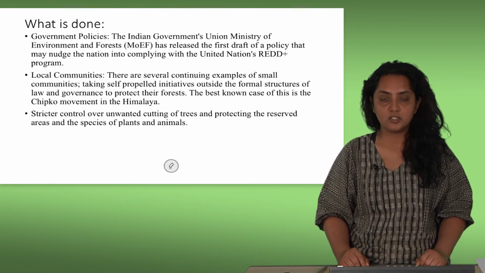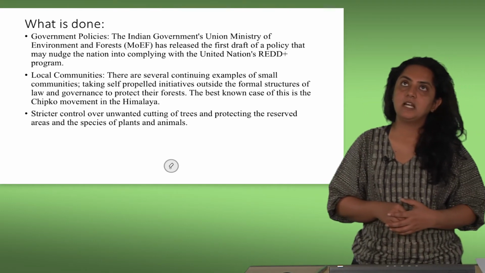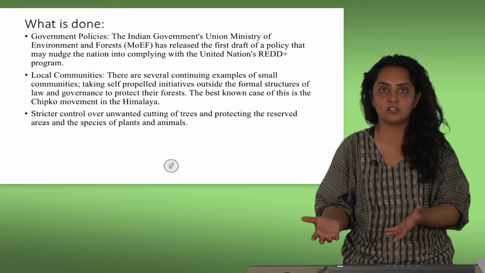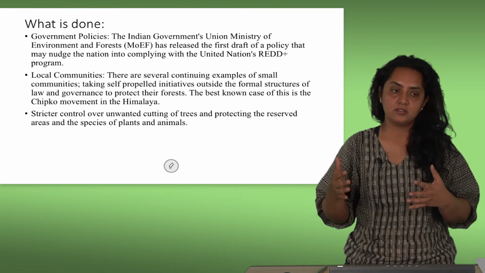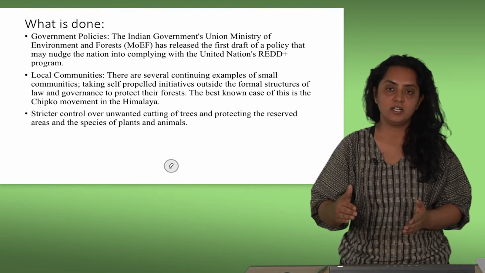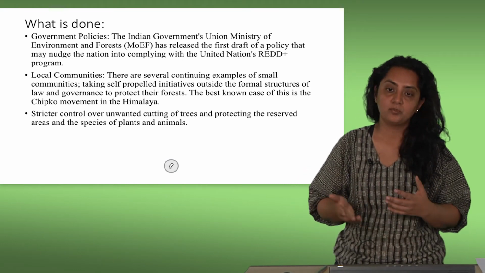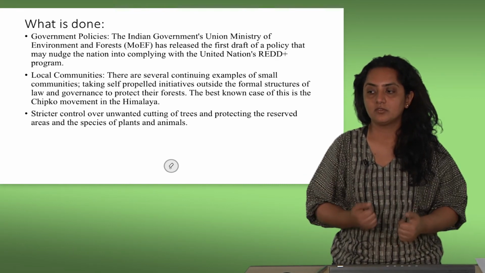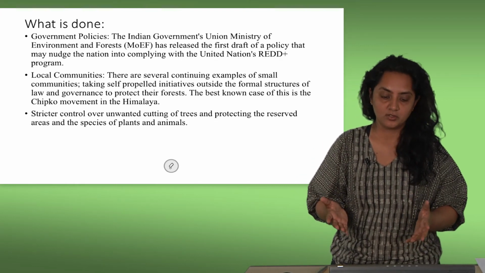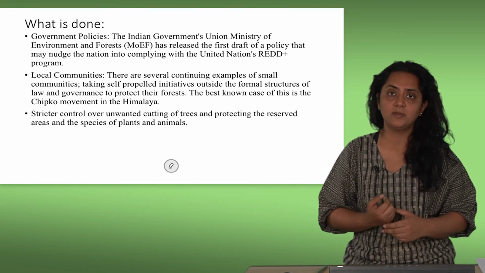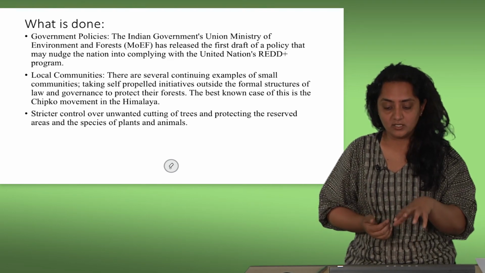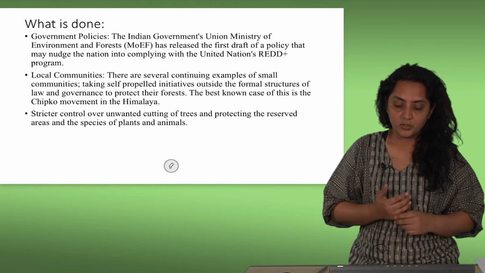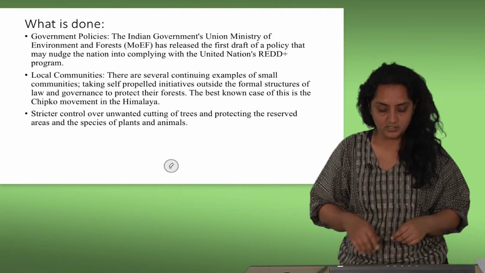The best known case of this is the Chipko movement in the Himalayas. So the Chipko movement happened years back, and because our country was moving towards industrialization and economic growth, a few people had come to clear a patch of forest land, and the residents, the people who used to stay in the village, protected the trees by hugging them, and they did not let them cut the trees. Finally they couldn't cut the trees because of the strong rebellion by the people who stayed there, and that's why this movement was called the Chipko movement. Stricter control over unwanted cutting of trees and protecting the reserved areas and species of plants and animals.